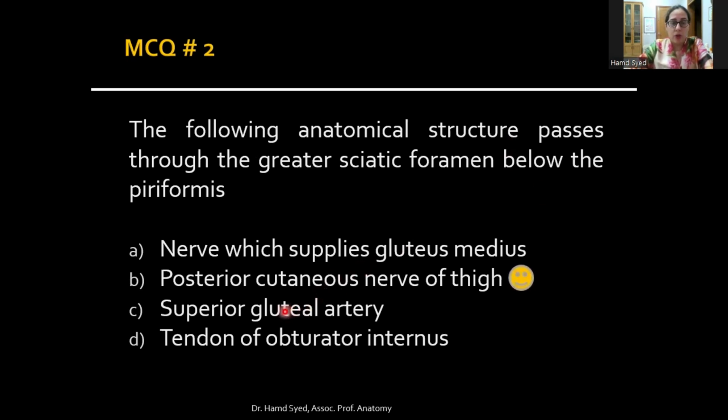Whereas this other structure, you can see the superior gluteal artery, and the nerve which supplies gluteus medius, that is superior gluteal nerve, they are passing through greater sciatic foramen, but not below the piriformis, above the piriformis. So they are not the correct answers. The correct answer is B. And tendon of obturator internus doesn't pass through greater sciatic foramen. It passes through the lesser sciatic foramen. So B is the correct option for this MCQ.